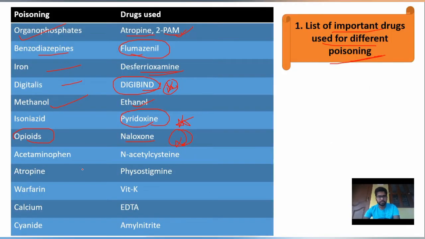The drug used for acetaminophen poisoning is N-acetylcysteine. N-acetylcysteine is the drug used for acetaminophen poisoning. The drug used for atropine poisoning is physostigmine. The drug used for warfarin poisoning is vitamin K. For calcium poisoning, the drug used is EDTA. The drug used for cyanide poisoning is amyl nitrite. All these are very important, so please try to remember all of them.